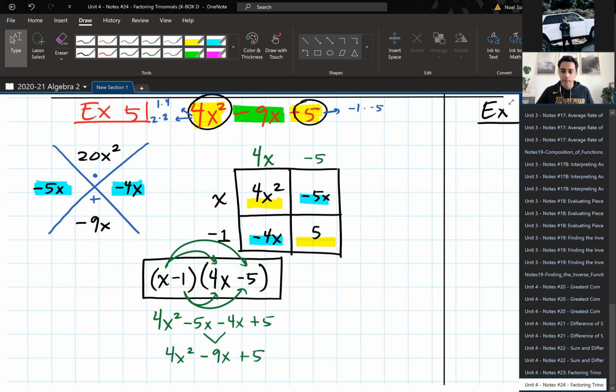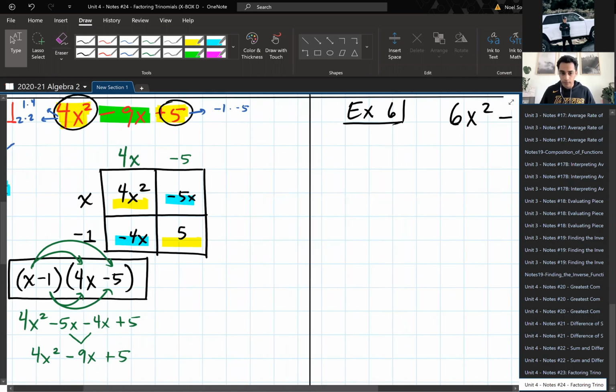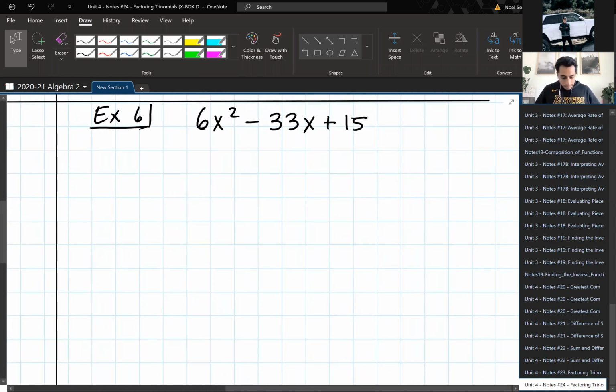Any questions on example number 5? Are there any special cases? There are sometimes. All right, let's take a look at example number 6. Go ahead and copy down the example.